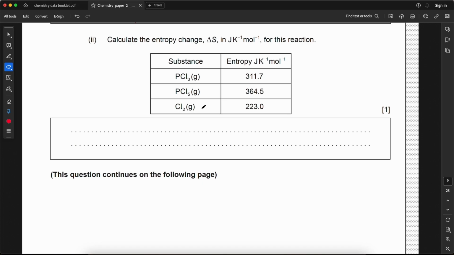Calculate the entropy change, delta S in J K^-1 mol^-1, for this reaction. Also will be product minus reactant. So product will be PCl5, 364.5 minus 311.7 plus 223. So that would be negative 170.2 J per K per mole.